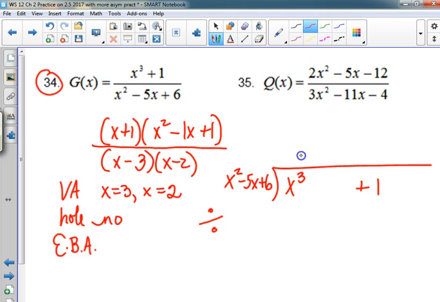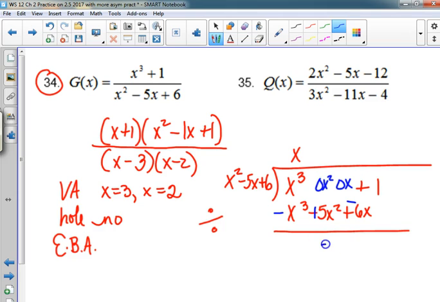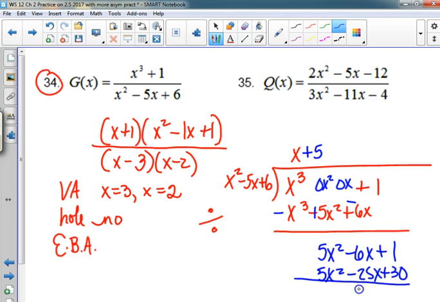What is the first thing we have to multiply by? And we get minus 5x squared plus 6x. Okay, we're subtracting or adding the opposite. There's nothing up here. There's 0x squareds and 0x's. So we get 5x squared minus 6x plus 1. So we need to multiply by plus 5. 5x squared minus 25x plus 30. But the rest is going to be what? Remainder, and we get to throw the remainder away.